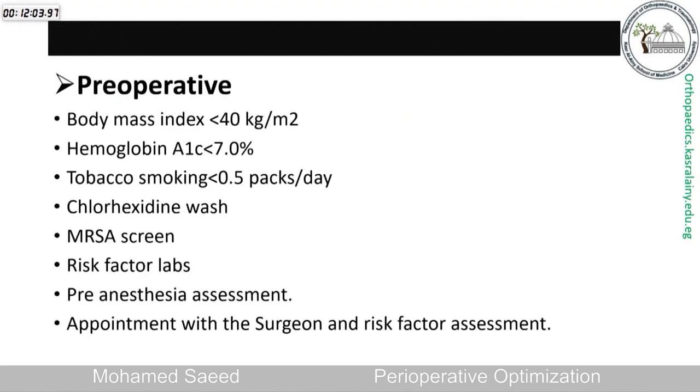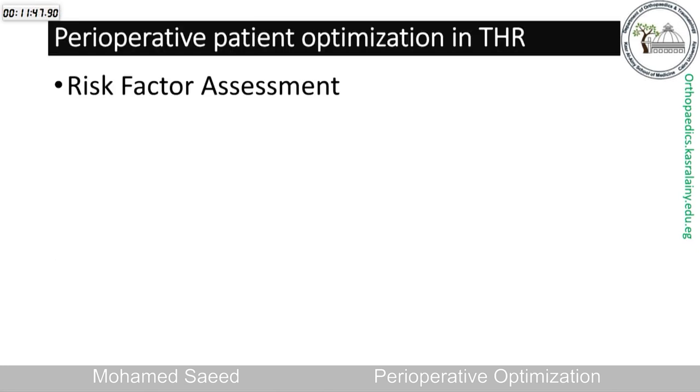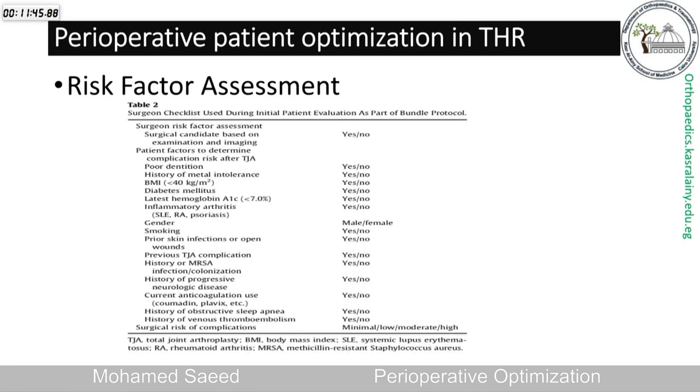Preoperative, we will check the body mass index, we will check the hemoglobin, tobacco smoking, chlorhexidine wash preoperative, MRSA screening, risk factor labs, anesthesia assessment, and appointment with the surgeon and risk factor assessment. What are the risk factors we are looking for? هنتكلم عنها إن شاء الله بالتفصيل. منها ال poor dentition, smoking, body mass index, diabetes mellitus, previous history of infection, MRSA screening, and other factors.